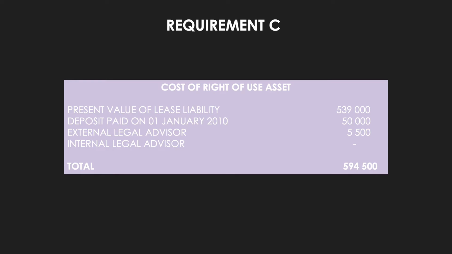We then also know that costs were paid to the external legal advisor of 5,500 Rand. We add this because that is an initial direct cost of the lessee. And then we have an internal legal advisor.